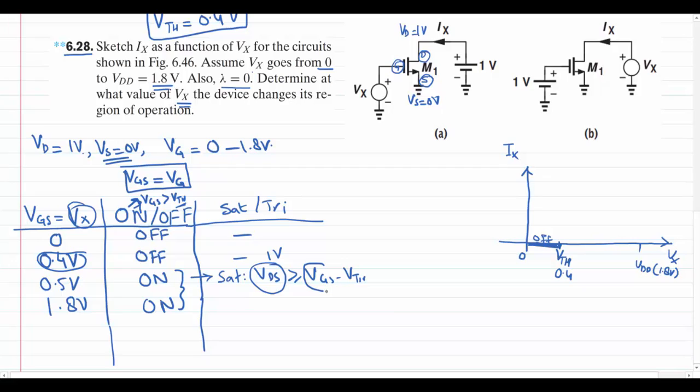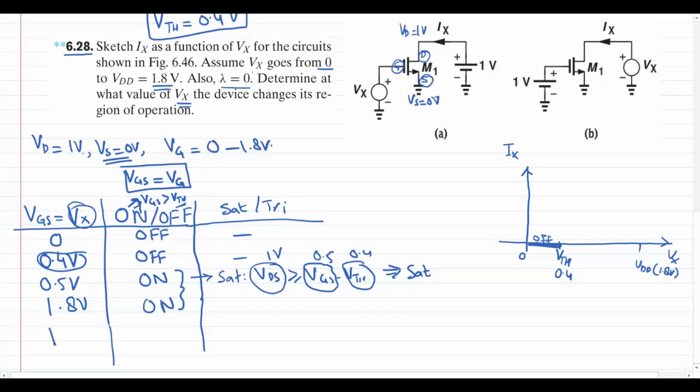Now VGS at the moment for this case is 0.5 and the VTH is always 0.4. Now if I plug in these values in these variables, I'll get 1 volt on this side and I'll get 0.9 volt on this side, and obviously 1 volt is greater than 0.9 volt, therefore we can decide the device is actually in the saturation region when VGS or Vx was 0.5 volt.